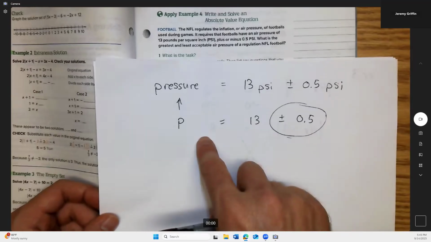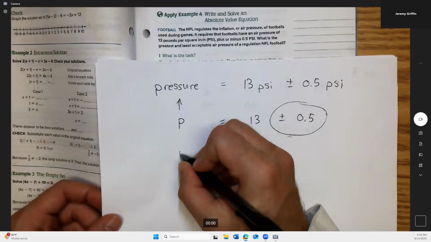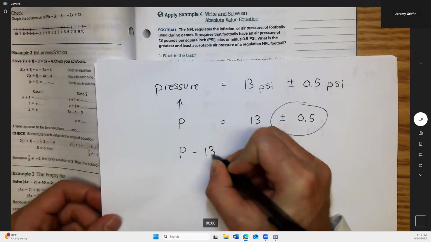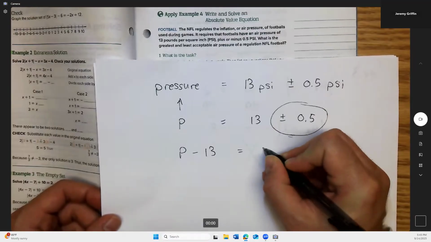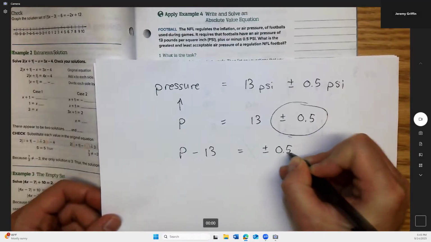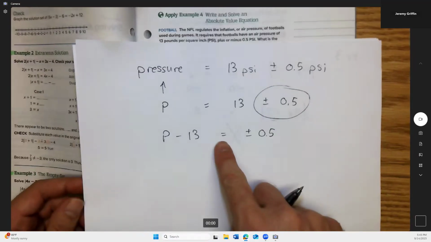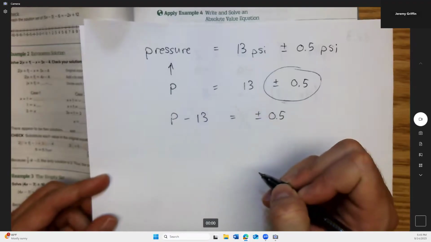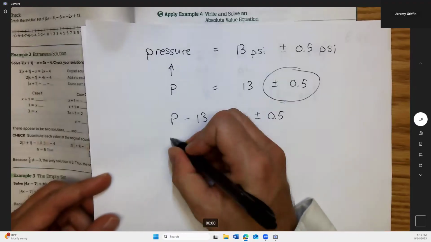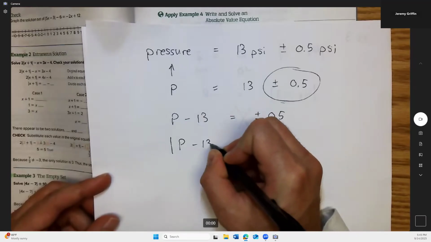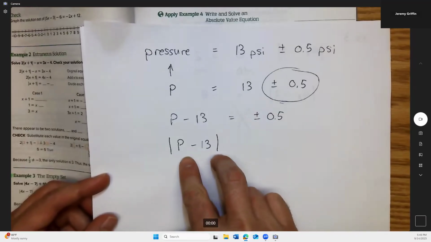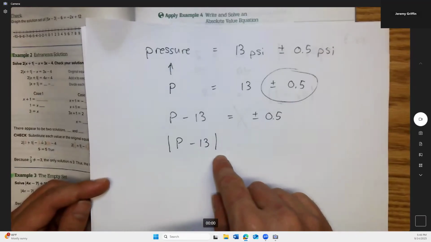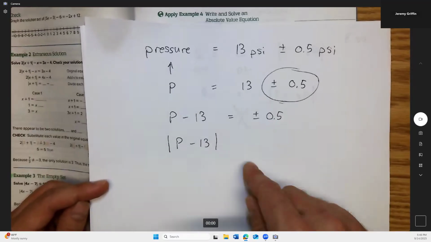So I'll subtract off the 13. So the pressure minus 13 psi equals plus or minus 0.5 psi. Now, let's introduce some absolute value bars. If I take the absolute value of pressure minus 13, so whatever the pressure is, if I subtract off 13, then ideally this should zero out, right? It should zero out. The closer it is to zero, the better.